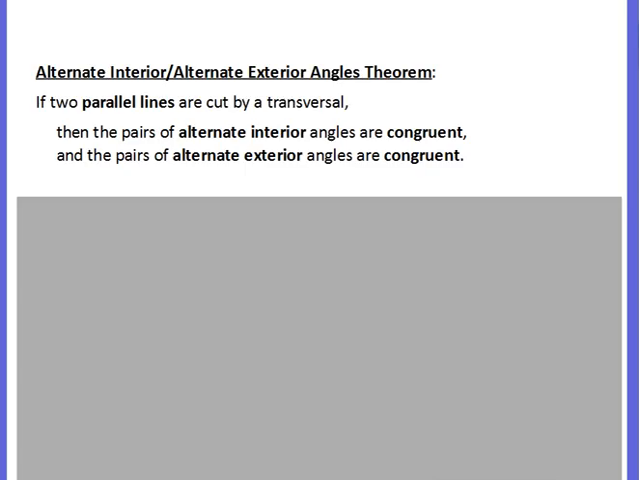The alternate interior and the alternate exterior angles theorem state that if two parallel lines are cut by a transversal, then the pairs of alternate interior angles are congruent, and the pairs of alternate exterior angles are also congruent.